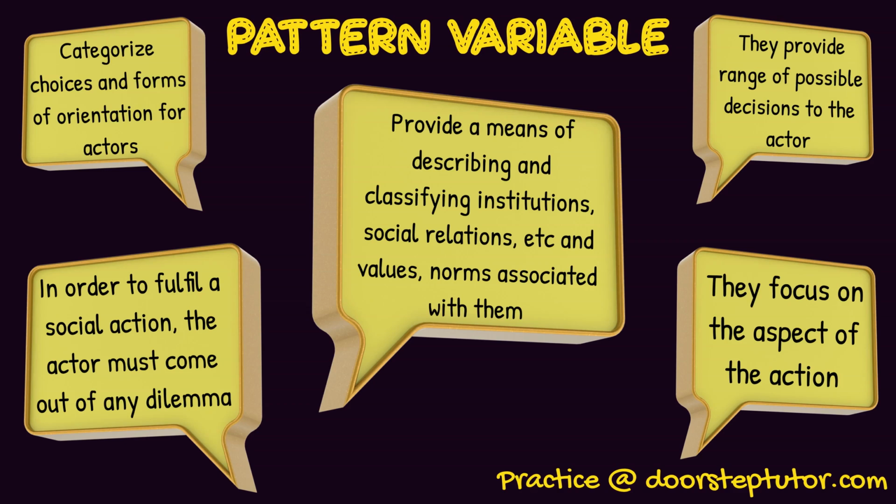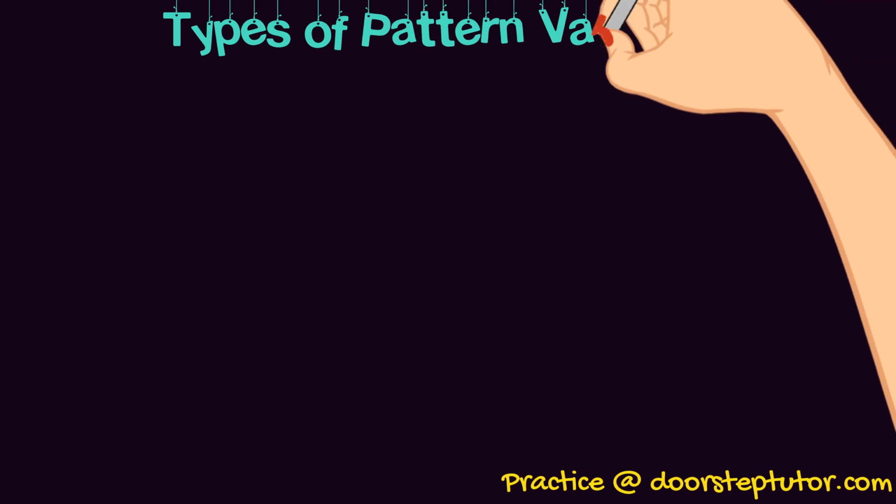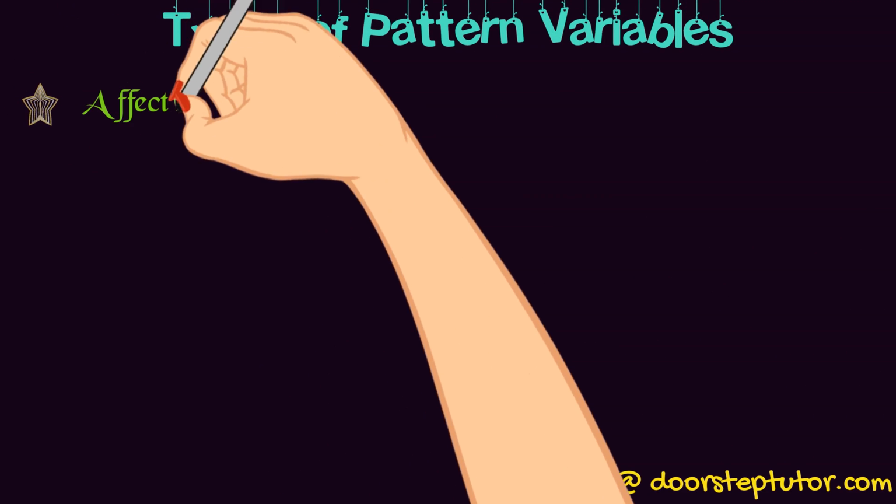That means if you are in a holy matrimony, you cannot cheat on your partner. Why? Because the institution of marriage, the institution of law, says that it is a felony. It is not the right thing to do. So what are these pattern variables? There are 5 types of pattern variables.